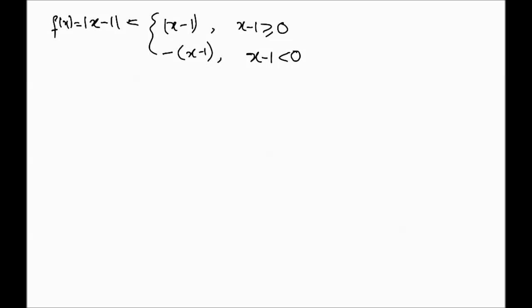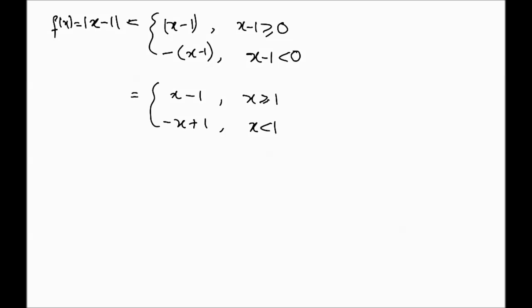Now we can go further and actually simplify this. So this is x minus 1 when x is greater than or equal to 1, and it's equal to minus x plus 1 when x is less than 1. That basically is what defines this absolute value function.